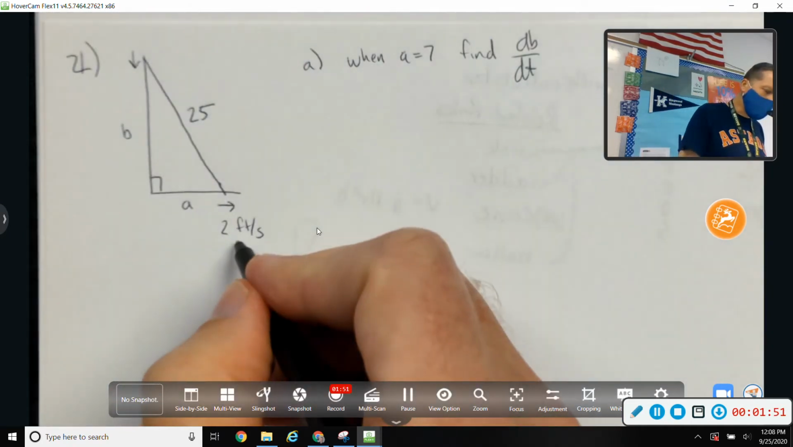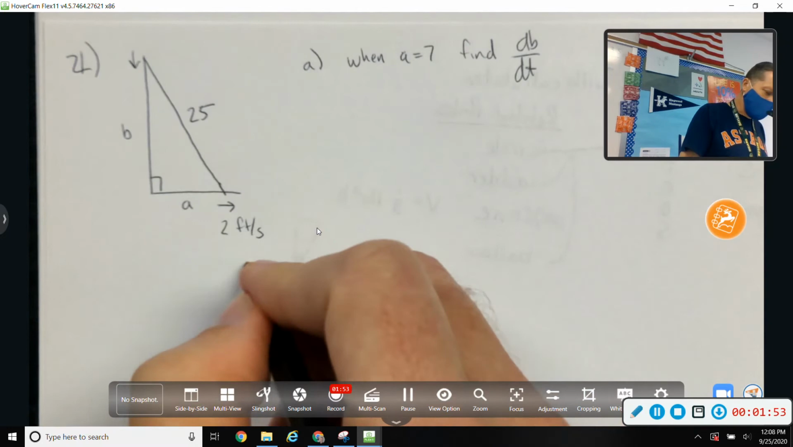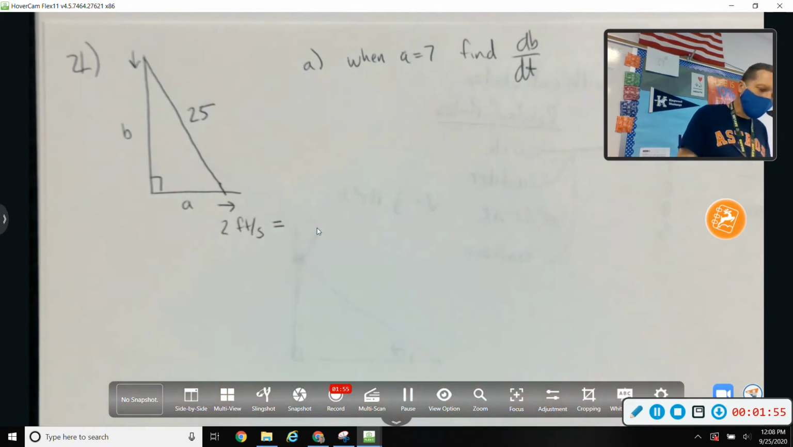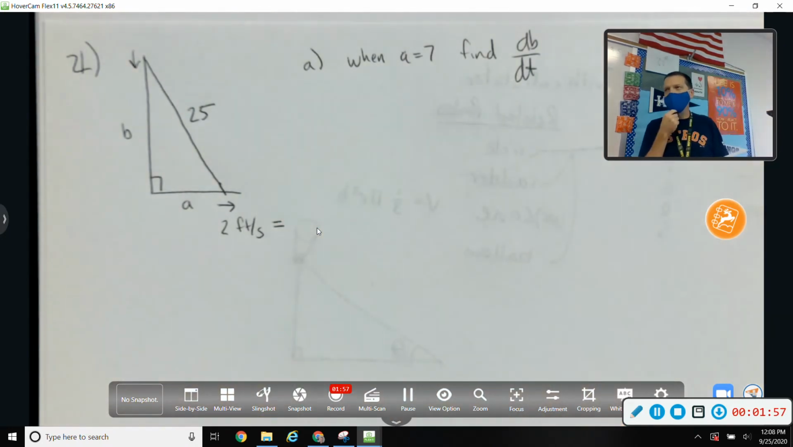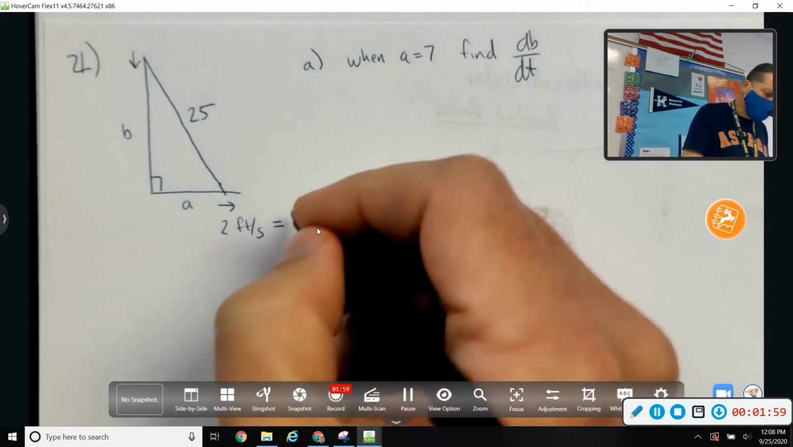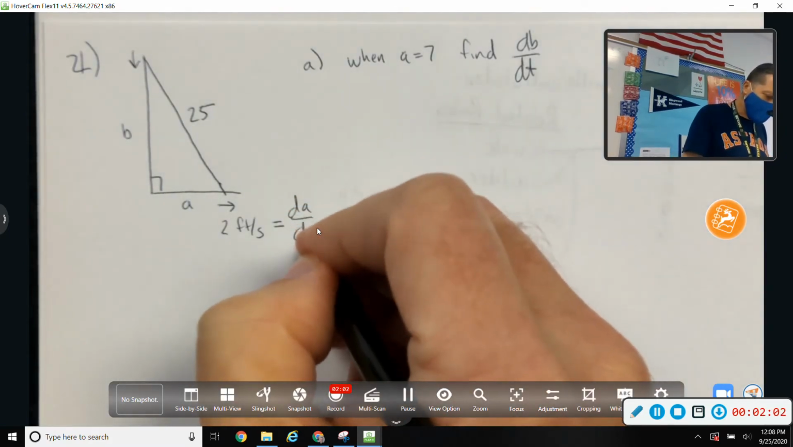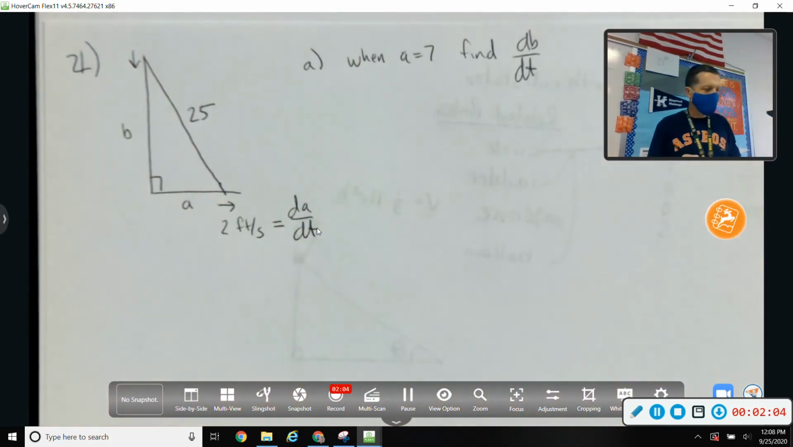And what's this 2 feet per second? What is that in terms of the variables in our problem? dA dt. That's how fast A is changing. And is it positive or negative? Positive. It's getting bigger. How about when we get an answer for dB dt? Is it going to be positive or negative?